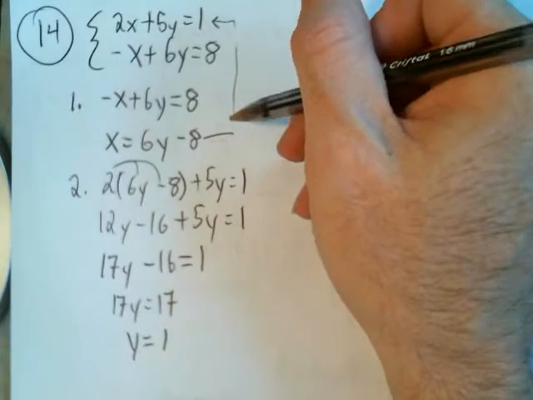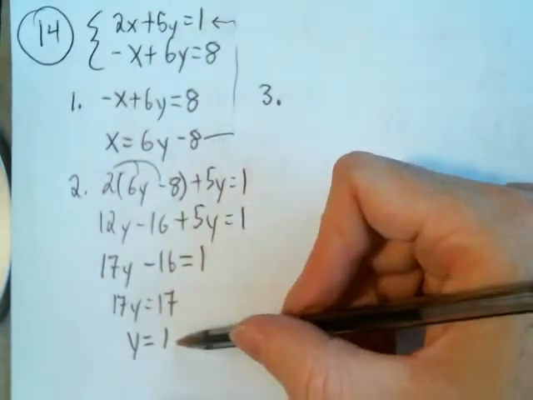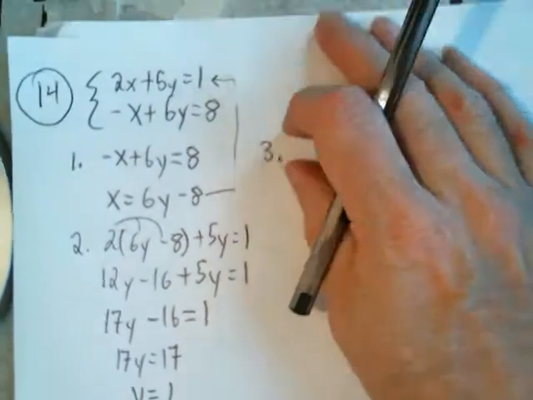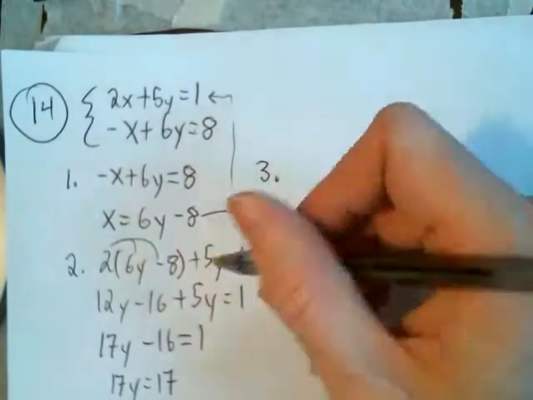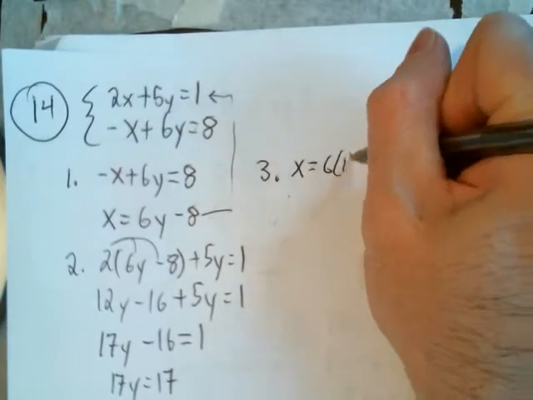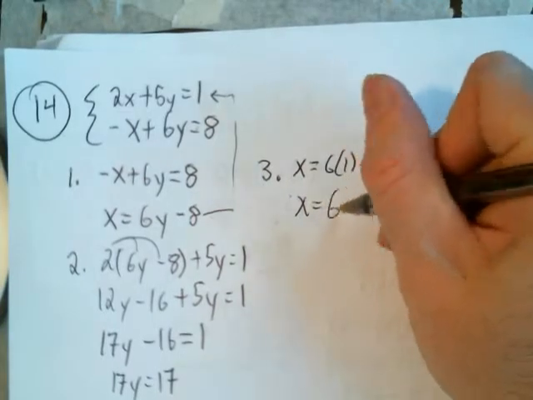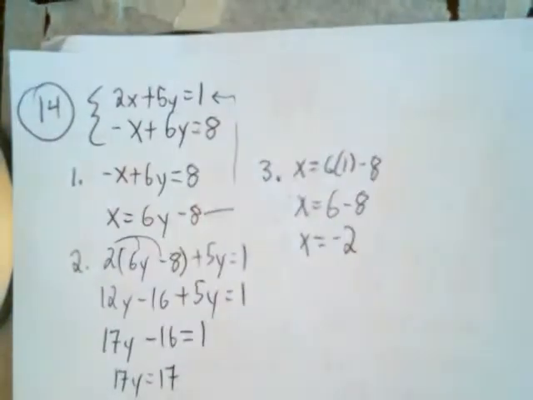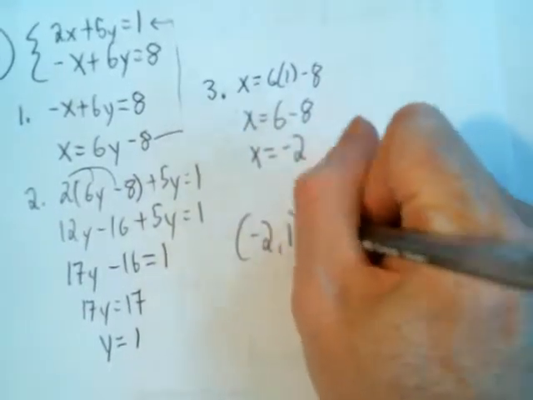Lastly then, back substitute. So step 3, I'm plugging this number 1 into this equation because it's so nice. Again, you can use either one of these, but you just have more work to do. Okay, so I'm just going to use this one. x equals 6 times y, which is 1, minus 8. So x is 6 minus 8. In other words, x is negative 2. So our ordered pair solution this time is negative 2, comma 1.